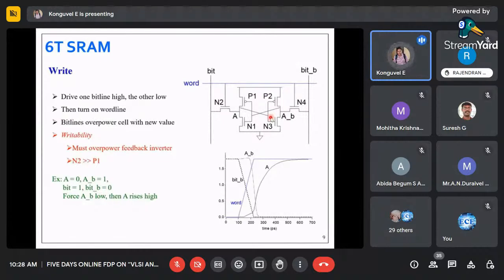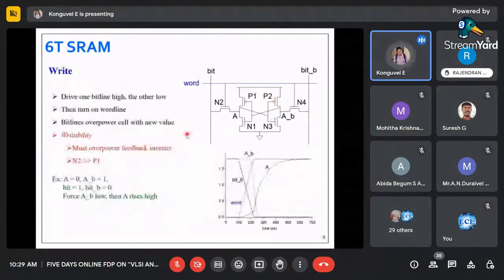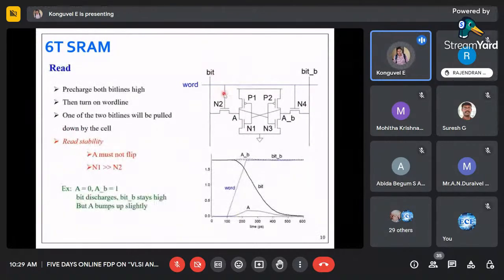So now we get into the read operation. In the write operation, we put the word line as 1 to enable the N2 and N4 transistors, and then we go for bit. For example, if we need to put 1 into the cell, I make this bit line 1 and bit bar 0. This is happening in the write operation. But in the read operation, I am not going to do that, because I am going to read the data from the cell. I mean, from A, it has to be read to the bit line.